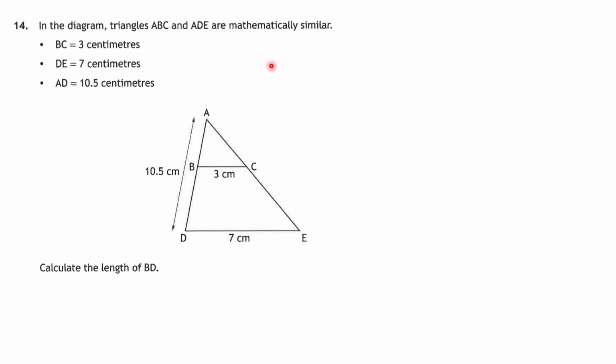Okay, we come to the last question. In the diagram, triangles ABC and ADE are mathematically similar. We're given BC is 3 centimeters and DE is 7, and we're told that AD is 10.5. We want to calculate the length of BD. Well, what can we say? We can say that BD is going to be AD take away AB. We know AD is 10.5.